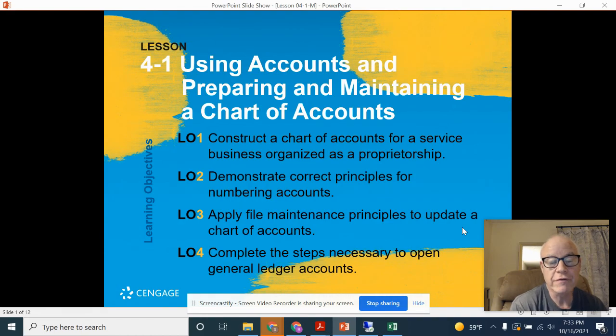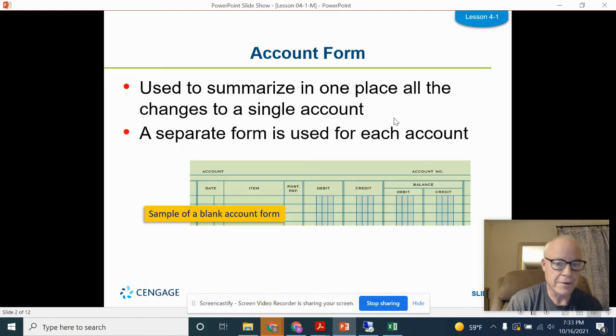What are maintenance principles for updating them? And what are the steps necessary to open general ledger accounts? So, what in the heck are these general ledger accounts? What's a ledger? What does that all look like? That's what we're going to chat about here. All right, as I get my notes up here.